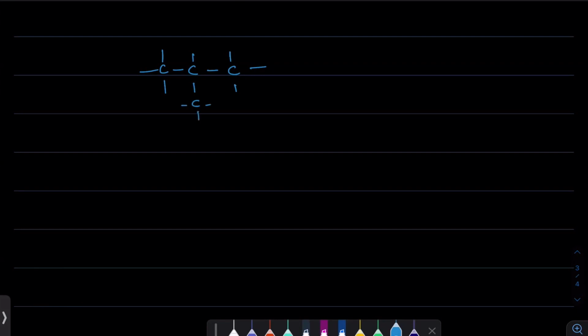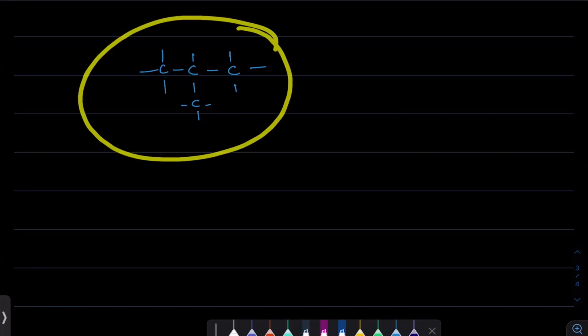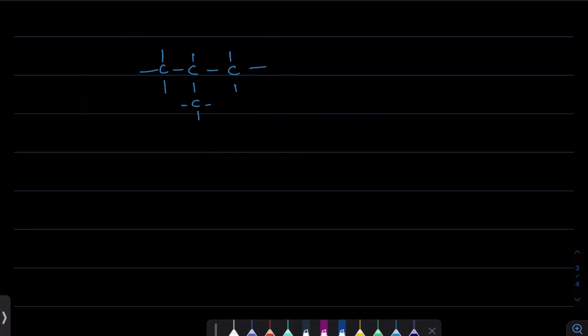1, 2, 3, 4. Okay, now let's try this one. 1, 2, 3. I can't join the 4th one because I'll have to go back, which is not allowed. Okay, let's try one more time. 1, 2, 3. Again, I can't join the 4th one without going back or picking up the pencil. This basically means that this compound and the previous compound are different. They're not the same.